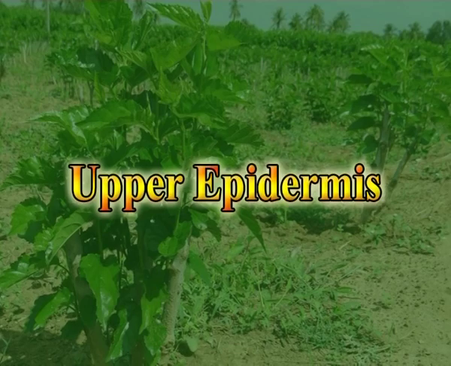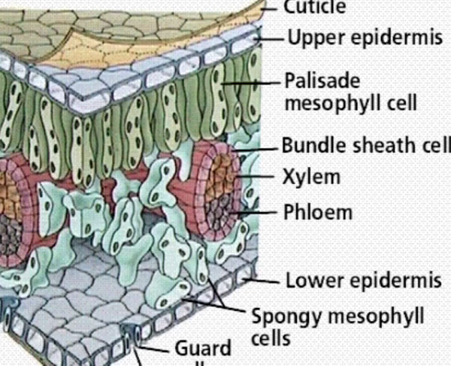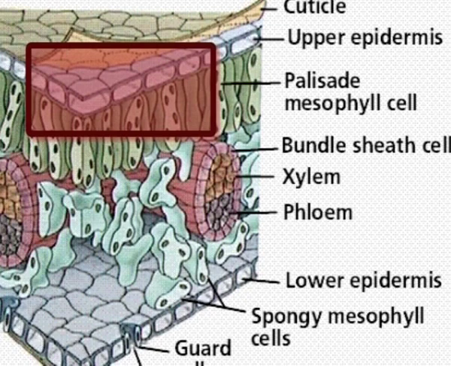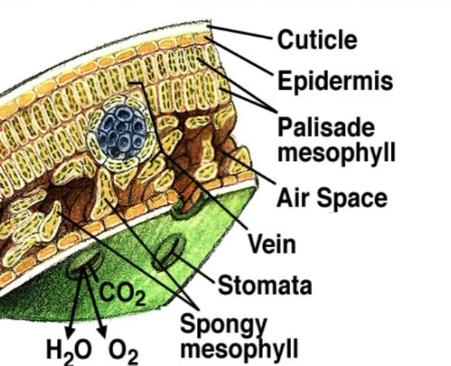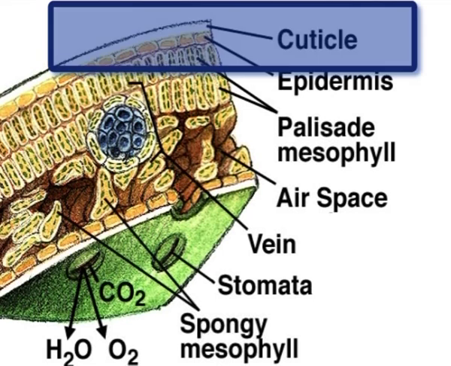Upper epidermis. It is made up of a single layer of cells having a wavy margin. They are arranged compactly against each other without intercellular spaces. These cells lack chloroplasts. The epidermis is externally covered by a thick layer called the cuticle.